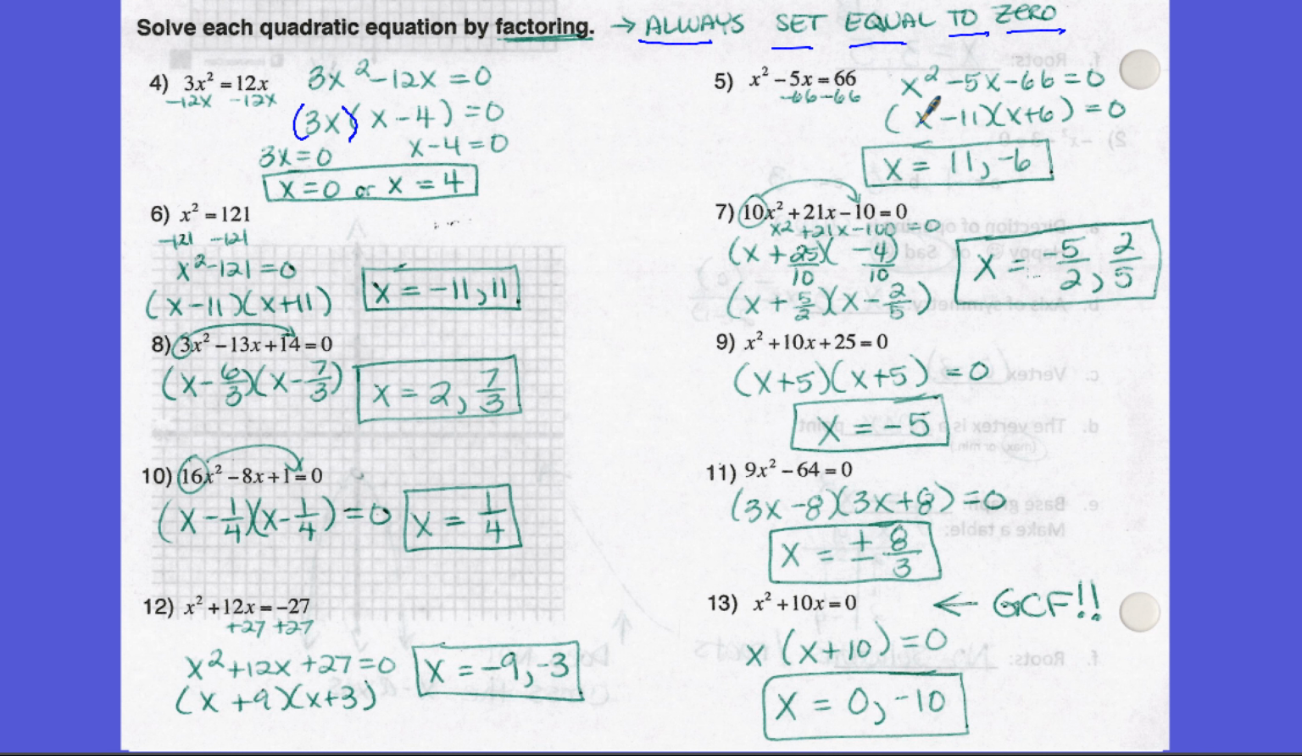What will make this 0? Well, if x is 11, this will become 0. And what will make this binomial 0? -6. So -6 and 6 would be 0. Again, you can set them equal to 0, subtract 6 from both sides, and you'll still get the same answer.